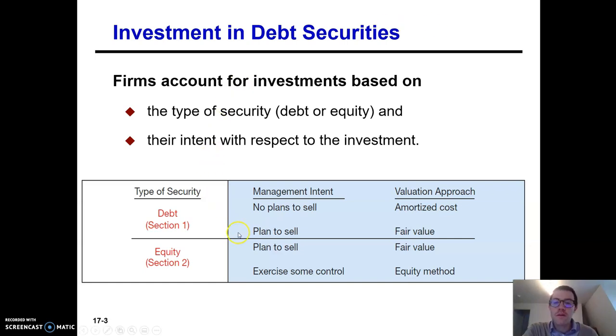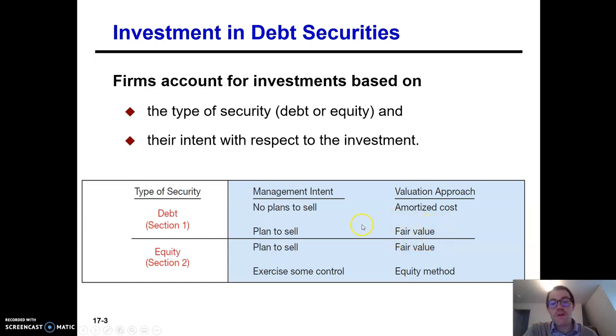Debt securities. This is a nice little chart here. If management has no plans to sell them, we account for it using the amortized cost method. So we just account for it at what you paid for it, at the cost, and we amortize any premiums or discounts, which makes a lot of sense if you think about it. If you're not planning on selling the bond, why do you care if the market value has changed a lot? It's irrelevant to you. If you do plan to sell it, then you would care if the price changed, and so investors would definitely want to know changes in the value of it.